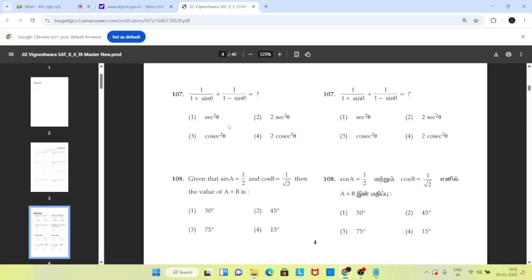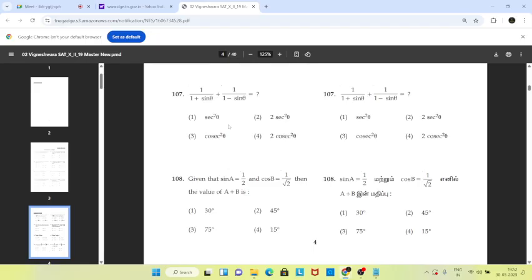Given that sin A is equal to half and cos B is equal to 1 by root 2, how do you get 75 degrees, sir? Sine A is equal to 1 by 2. 1 by 2 is the sine of 30 degrees, and 1 by root 2 is the cos of 45 degrees. So A is 30, B is 45.